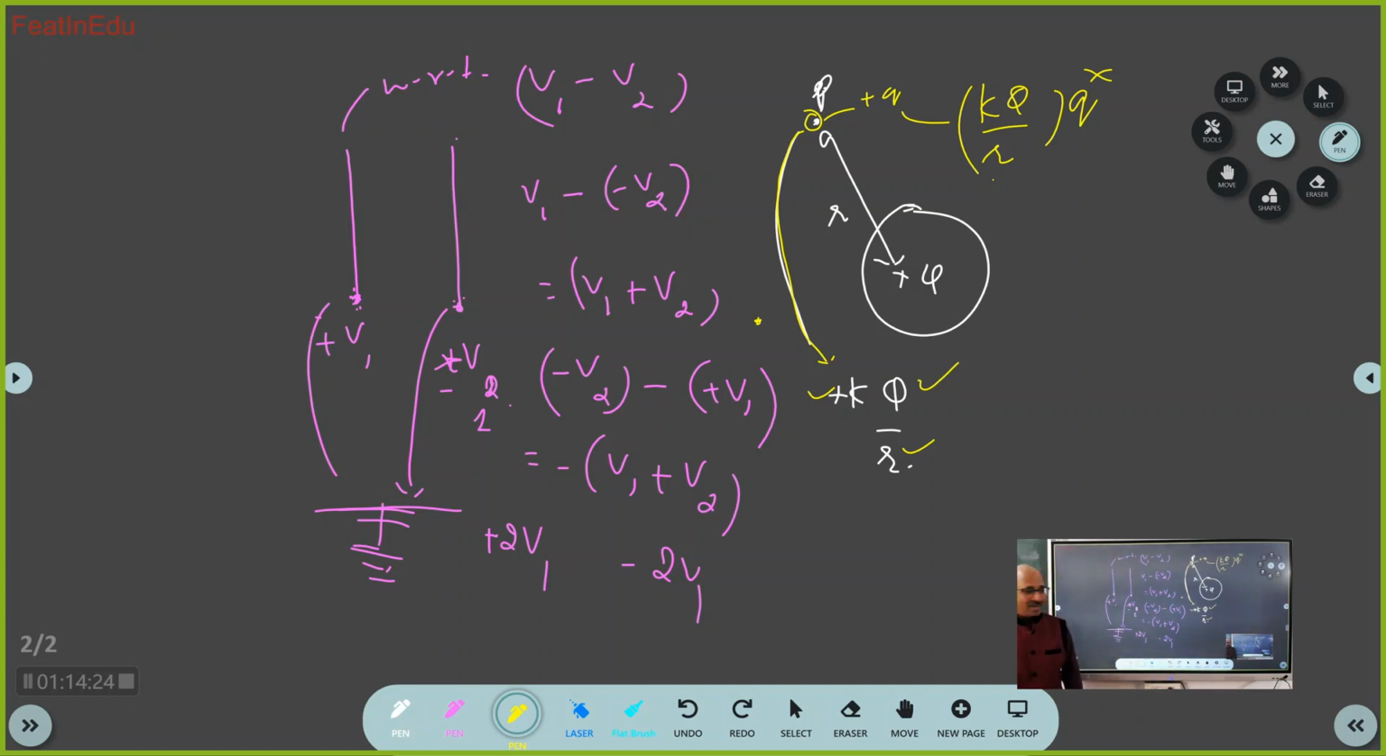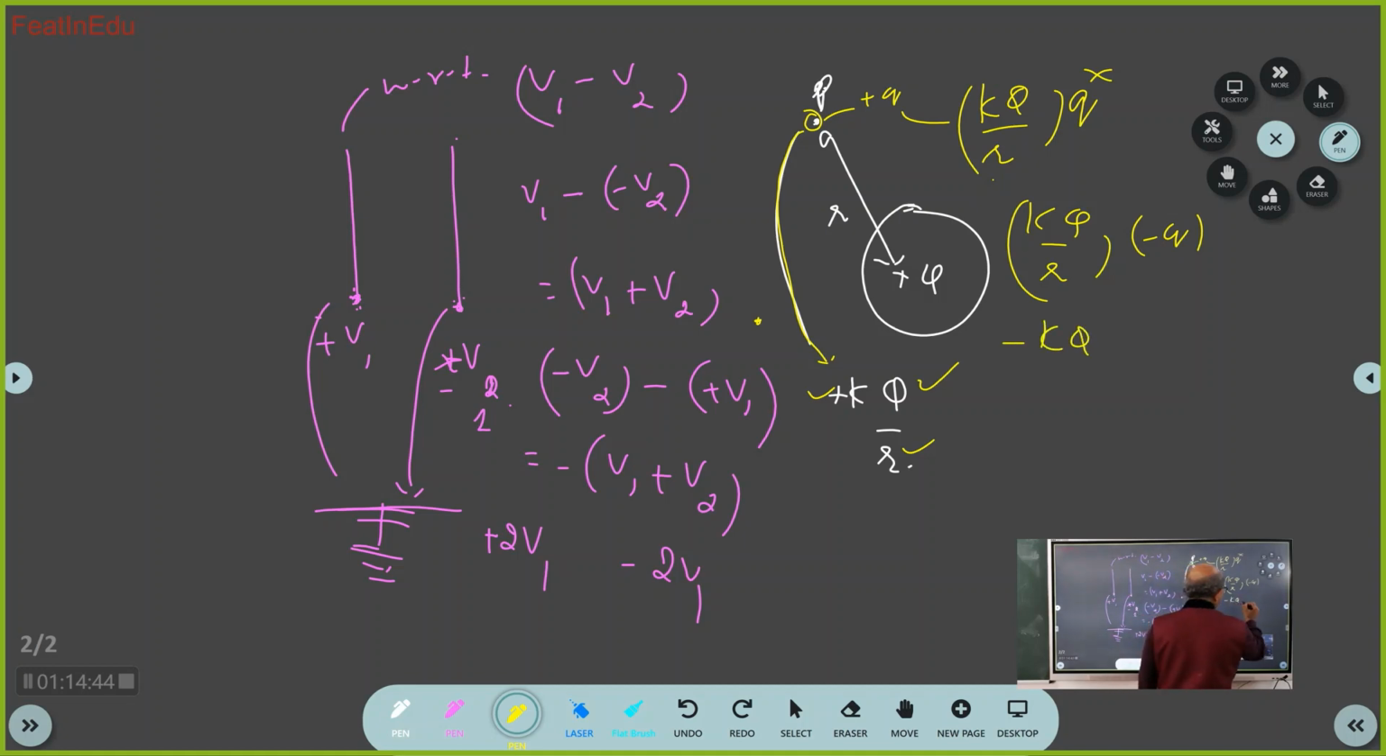Yes, sir, like that, it doesn't depend on whether any charge you keep; it will be plus kq by r for a positively charged q body. You keep a positive charge. Now you keep a negative charge body, minus q. Then the potential energy of that will be kq by r into minus q. So there will be minus kq by r. So it has negative potential energy. Positive potential energy, negative potential energy. The concept is that negative potential energy is there.